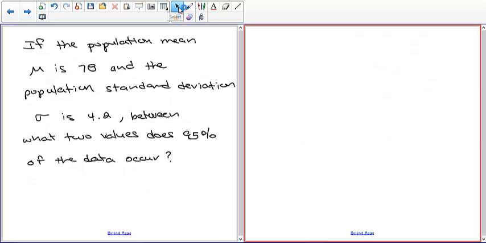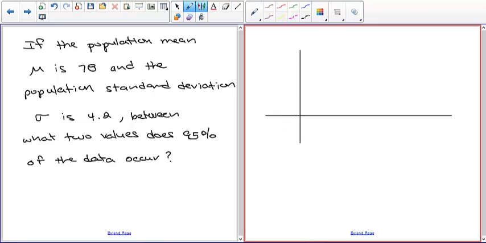So I'm going to draw a picture of what's going on here. We draw our typical normal distribution like this, and the center of it would be 78. And what they're looking for is 95% of the data. What are the values where 95% of the data lies between those two? So that's this thing.